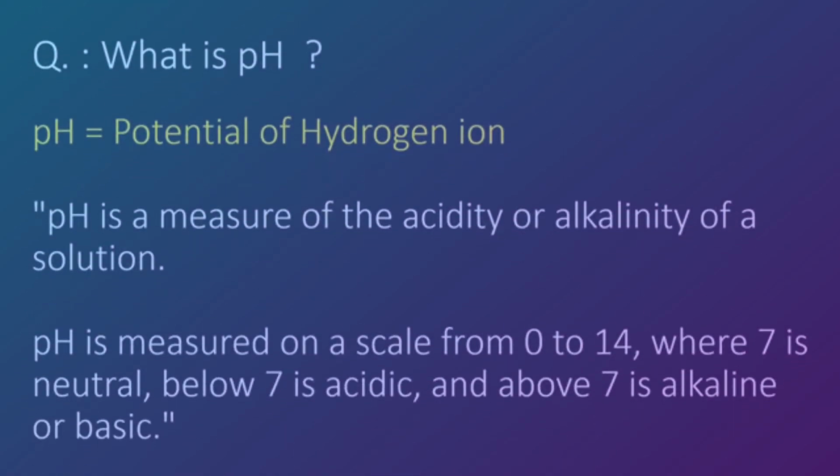What is pH? pH is potential of hydrogen ion. pH is a measure of the acidity and alkalinity of a solution. pH is measured on a scale from 0 to 14, where 7 is neutral, below 7 is acidic, and above 7 is alkaline or basic.